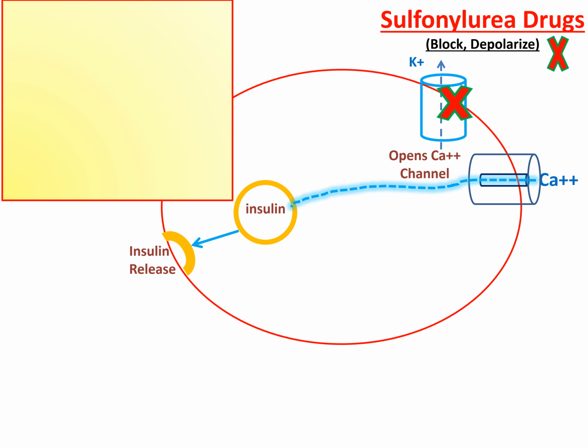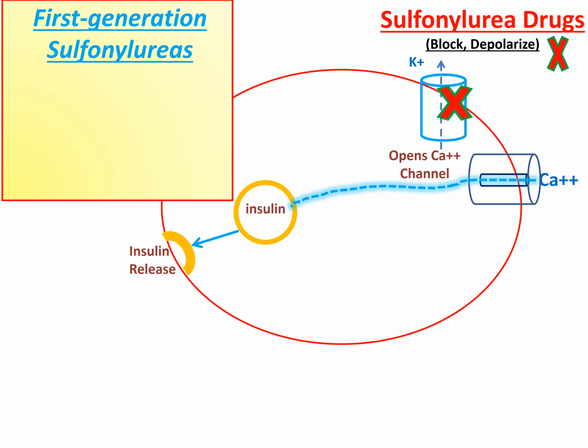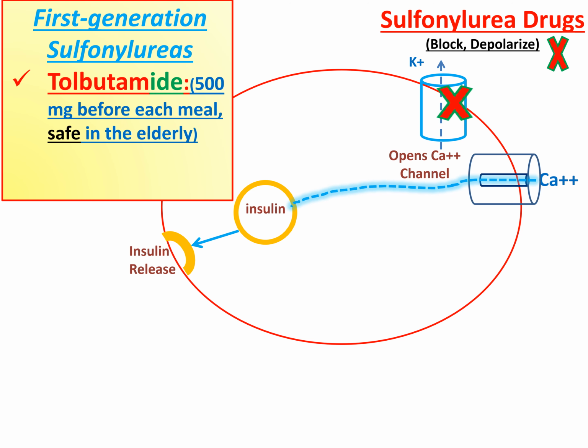For these medications, we have two generations. We have the first generation sulfonylurea. We have different types of drugs, but the one that is still usable in some patients, specifically the elderly, because it is considered to be safe, is tolbutamide, giving 500 milligrams before each meal.